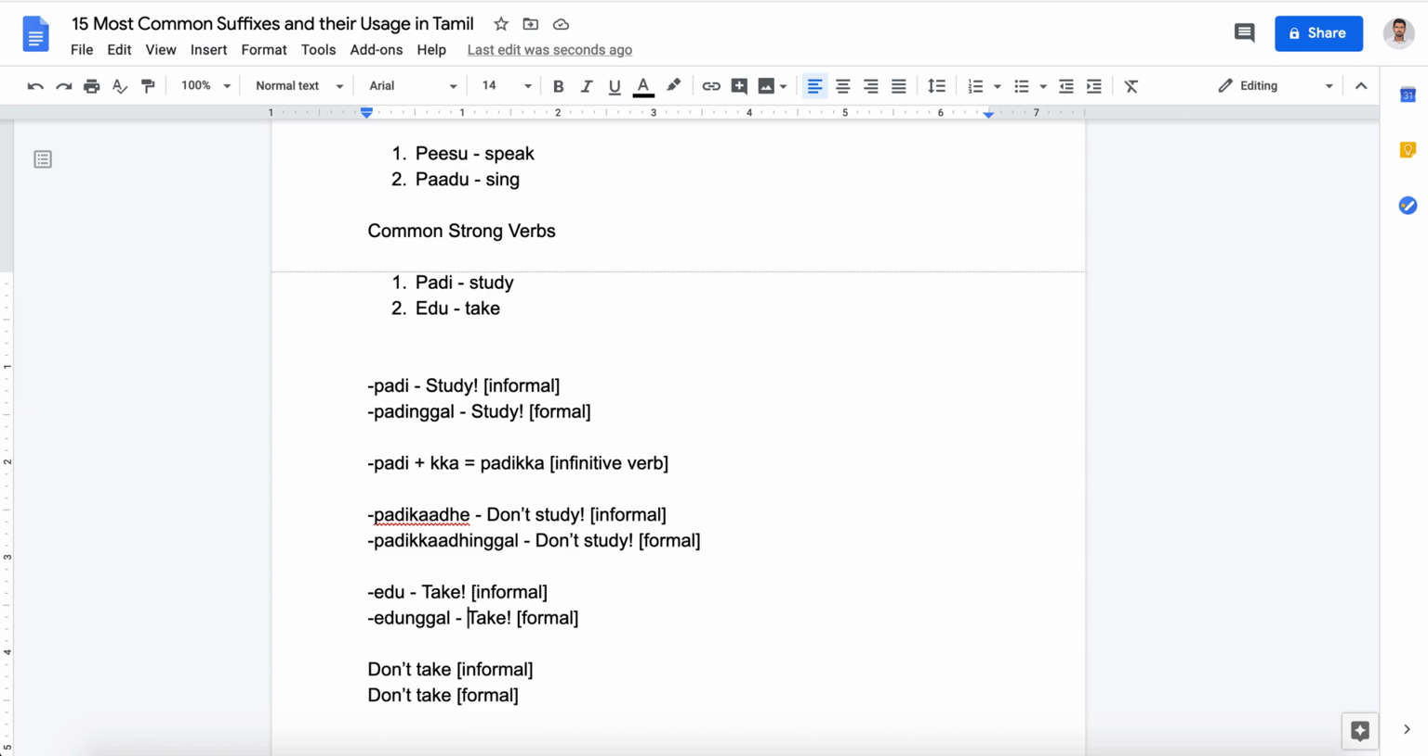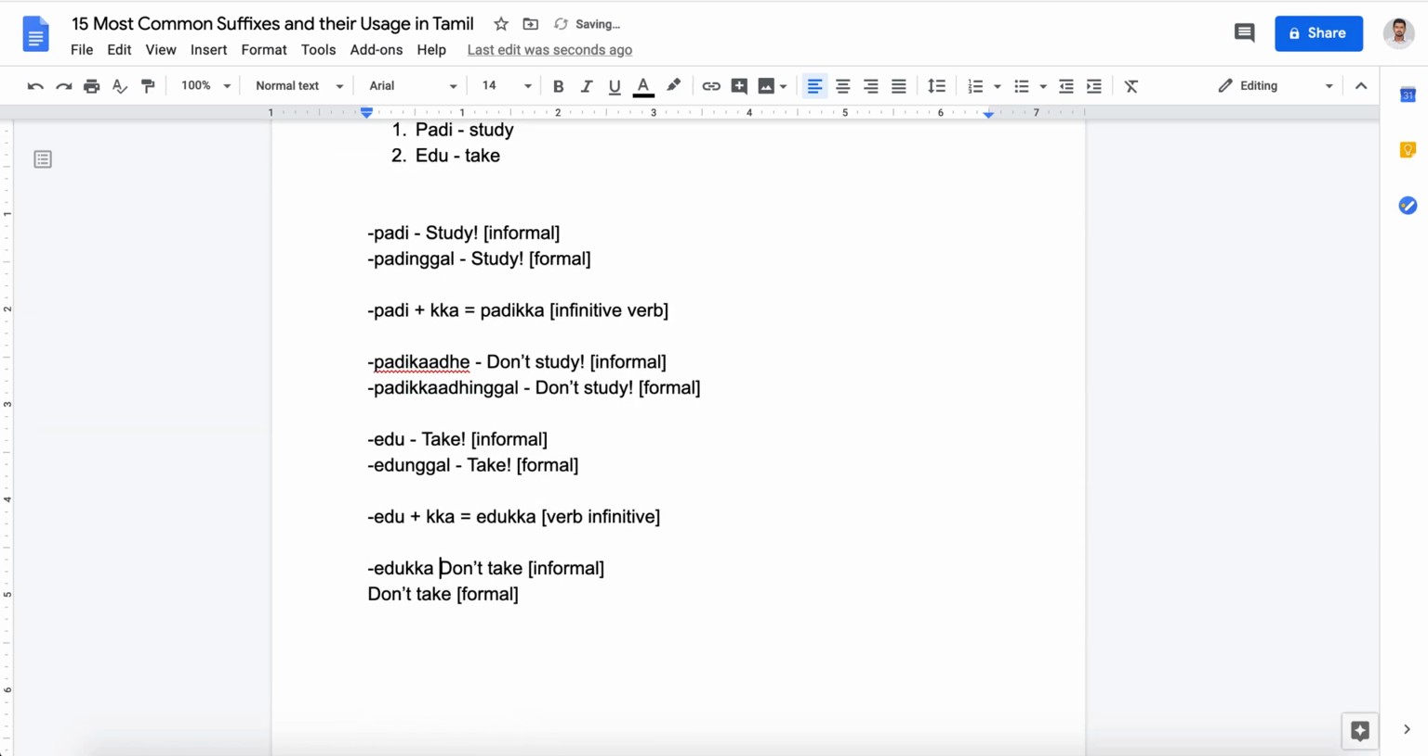So yedunga. Now we are talking about the negative. So yedu plus ka, I use to make it the infinitive. So yeduka, to take. So it's going to be the verb infinitive. Now it's time to make a negative. So yeduka plus Aadhe, yedukade. That's it. We don't need three As, just double is enough. So yedukade, don't take, informally saying.